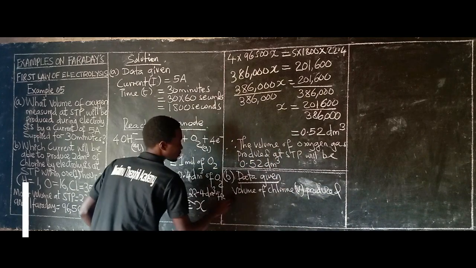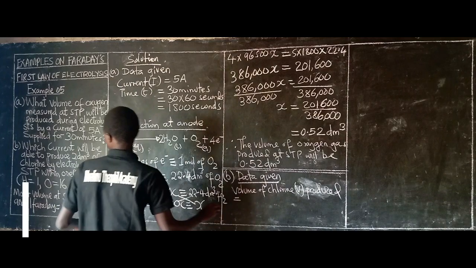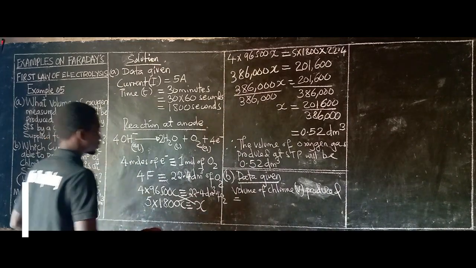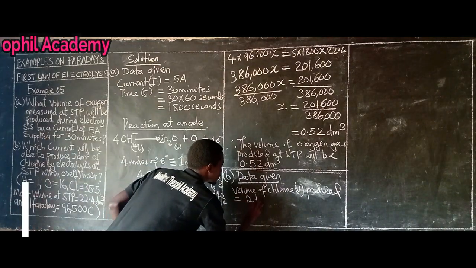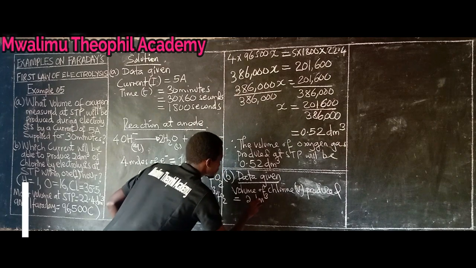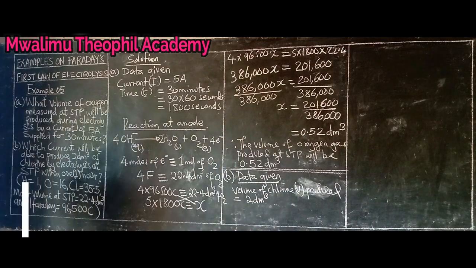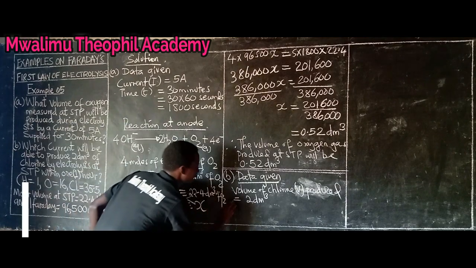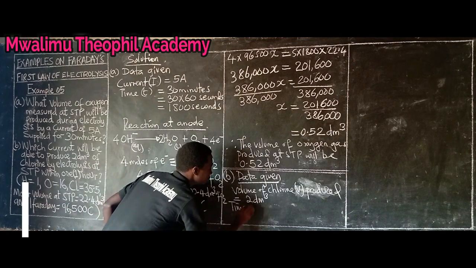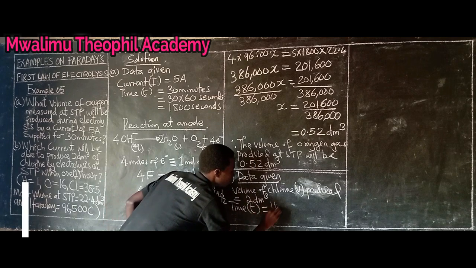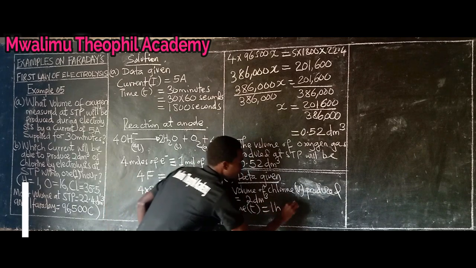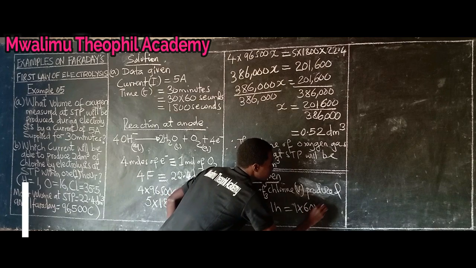The volume of chlorine produced is given as 2 decimeter cubic. Also, we are given the time, T. Time T is equal to 1 hour, which is equal to 1 times 60 times 60 seconds.